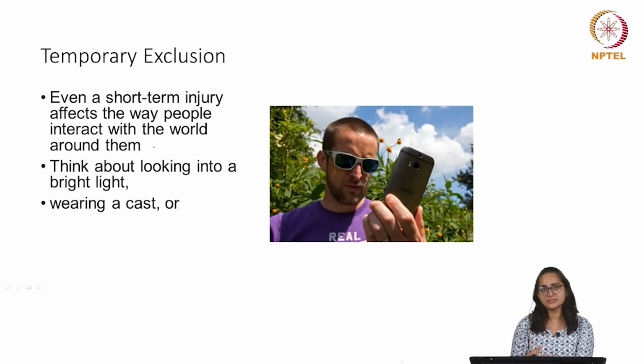So, I think we have discussed this example, and this is a very relevant example, that is why it is kind of recurring in the session. So, think about looking into a bright light or wearing a cast. So, you have this temporary reason because of which the hindrance is occurring, because of which a mismatch is occurring, because of which your ability is not functioning at its best, right, or it's not functioning the way it is expected to or assumed to be functioning.